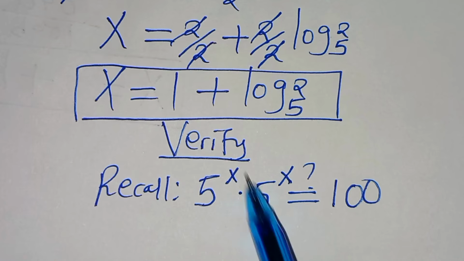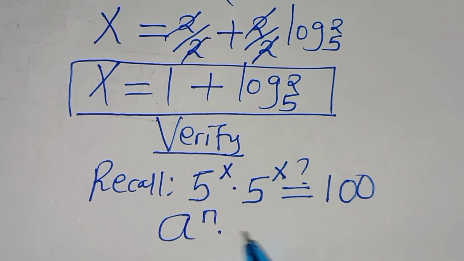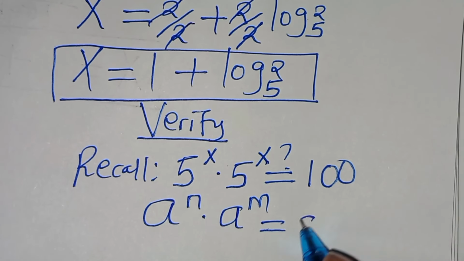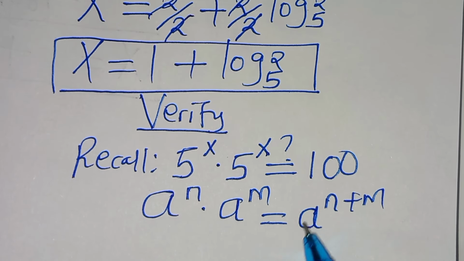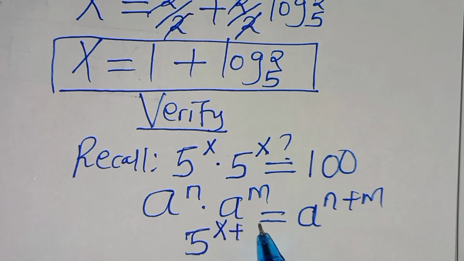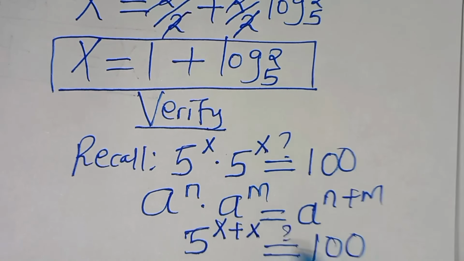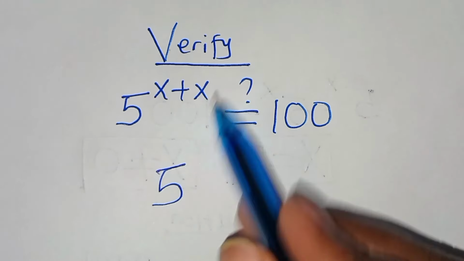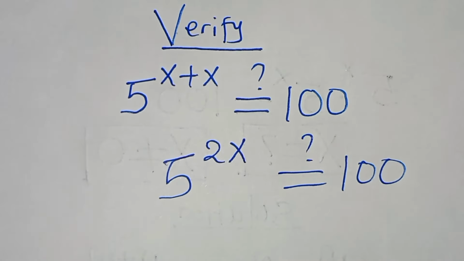So we find that 5 to the power of x times 5 to the power of x is in the form of a to the power of n times a to the power of m, which we can express as a to the power of n plus m. Let's apply this exponent property, so that now we have 5 to the power of x plus x, which is 5 to the power of 2x. This is supposed to give us a value of 100.